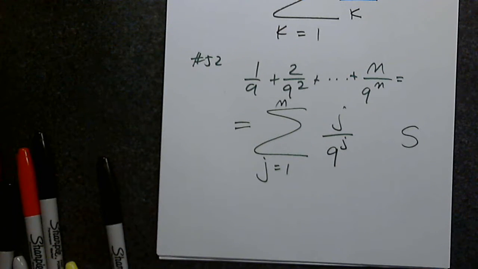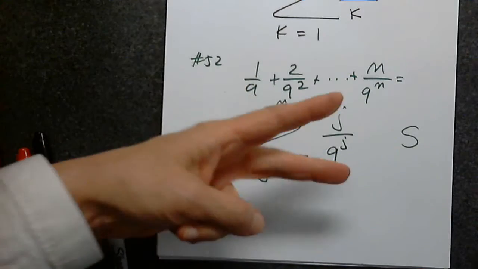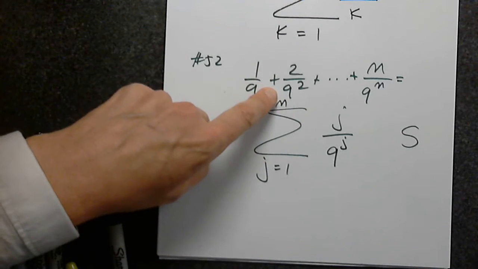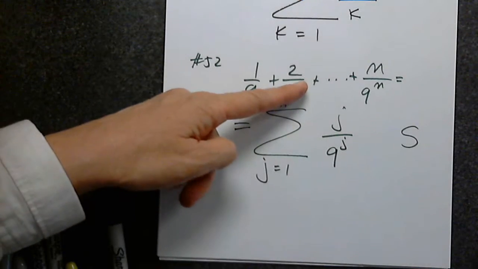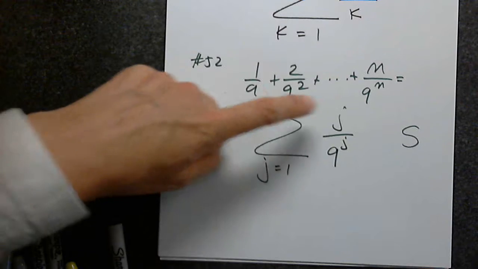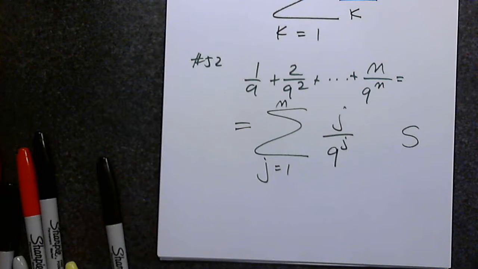When j is 1, I have the first term. When j is 2, I have the second term. When j is 3, I have the third. When j finally gets to the last one, I get this. Very good. So this is, as I said, the end of the material for this class.